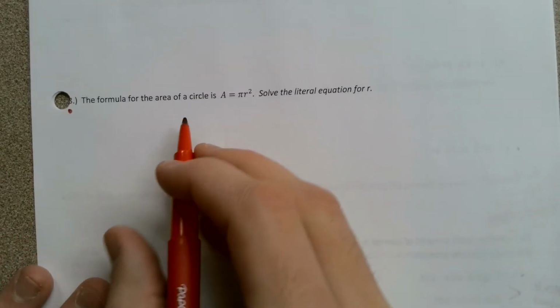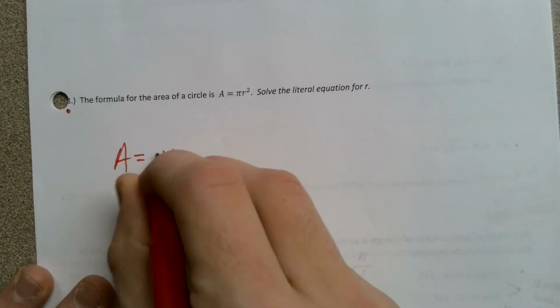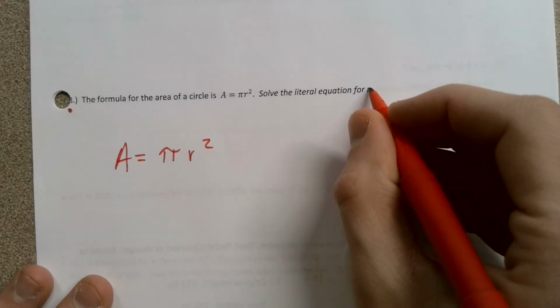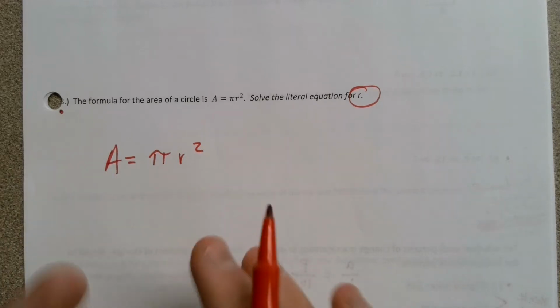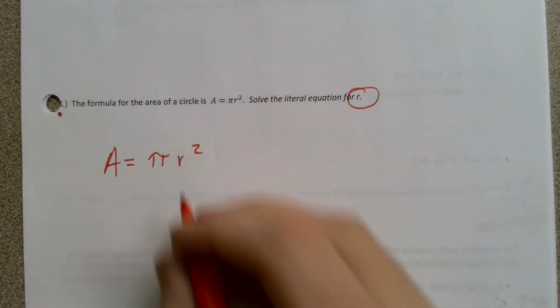The formula for area of a circle is A equals pi r squared. They want us to solve the little equation for r. That means they want us to get r by itself. This is going to seem tricky because we don't have a lot of different variables in here. But our goal is just going to do this the same as we always would. Imagine these are numbers if that makes it easier for you.